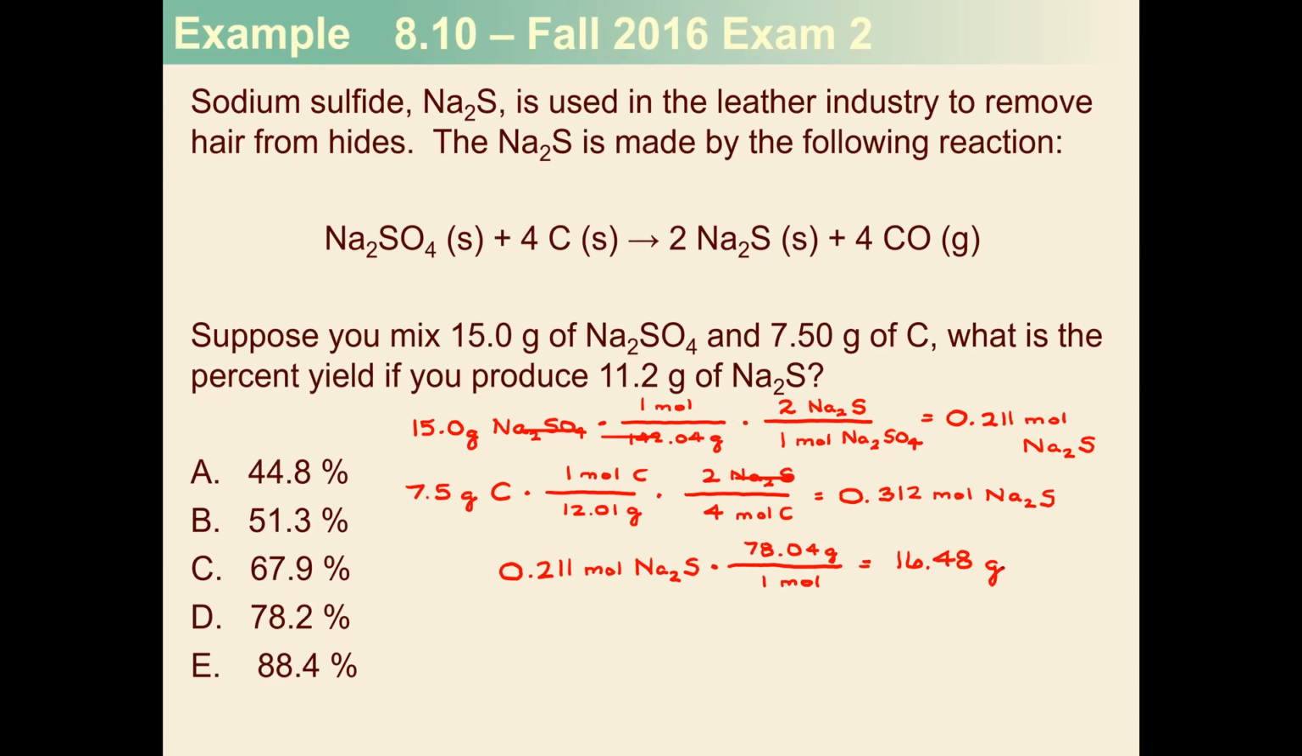So now that I have my theoretical yield, I have an actual, and I can get my percent yield. So I will take my 11.2 grams divided by my 16.48 grams, which is going to be my theoretical, and I would multiply it by 100%, and you will come to see that I get a value of 67.9%. So this means that this reaction has an efficiency less than 70%.